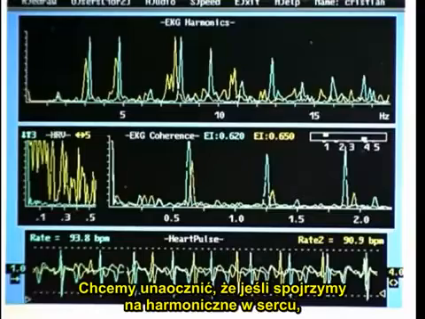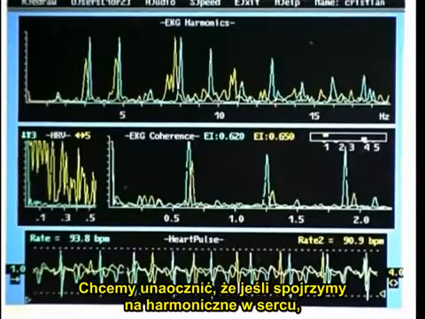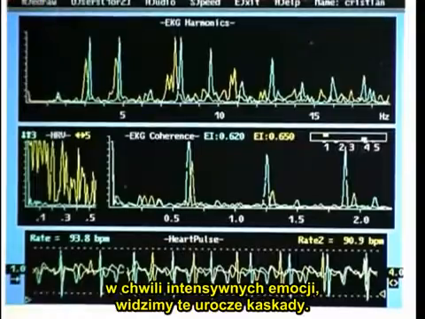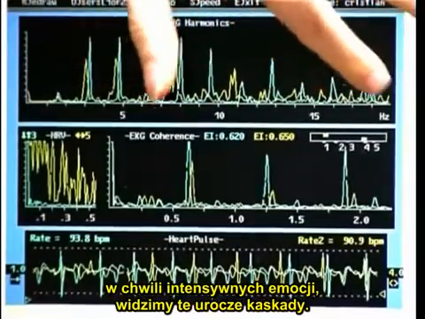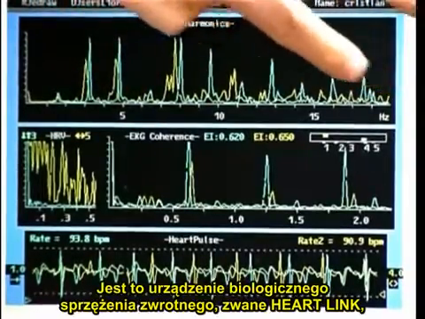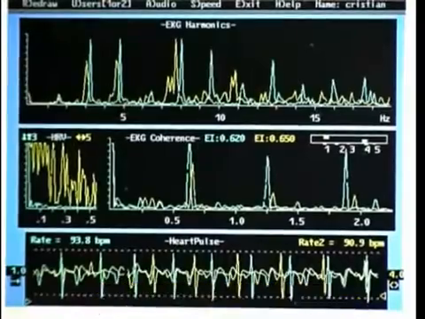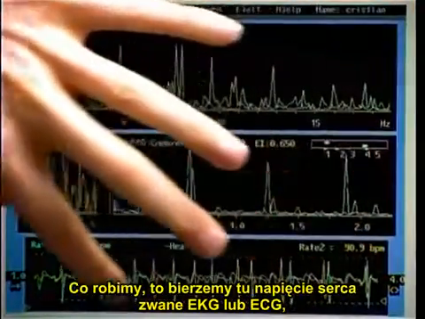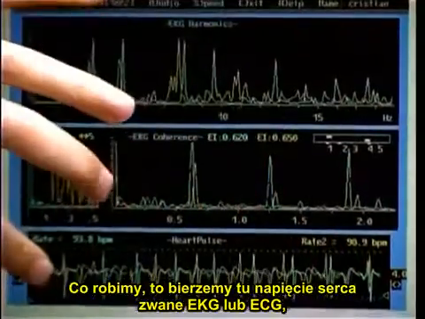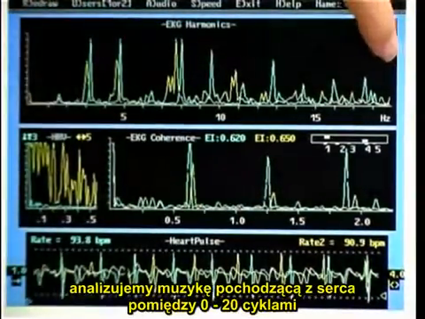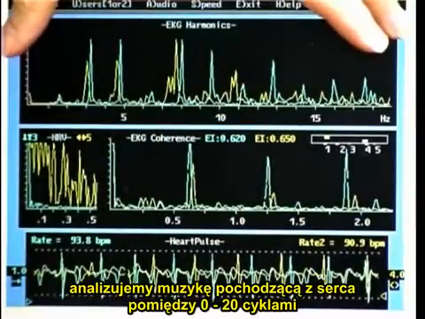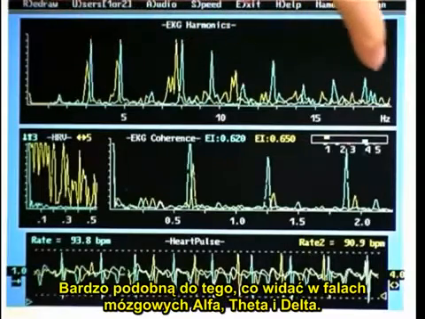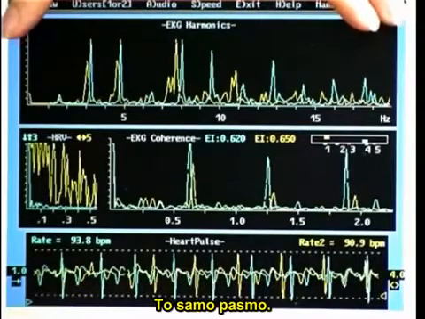We wanted to just make the point that if we look at the harmonics in the heart at moments of intense emotion, we do in fact see these lovely cascades here. This is a biofeedback device we're working with that I invented called the HeartLink, and we'll have a new version soon. What we do is we take the heart voltage here, the EKG or ECG, and we analyze the music coming from the heart between 0 and 20 cycles, and we see this cascade, very similar to what we saw in brain waves, alpha, theta, and delta, same bandwidth.